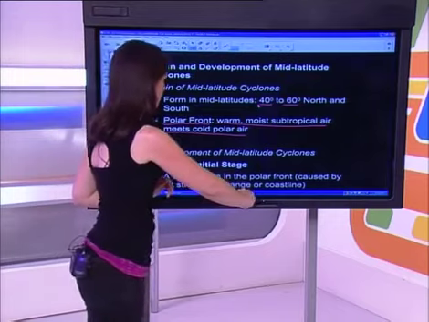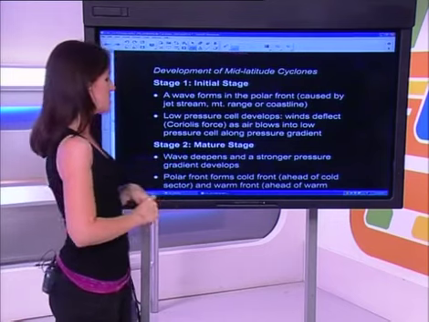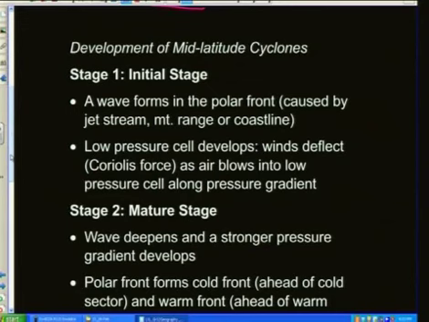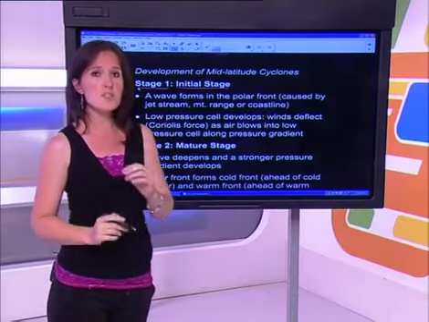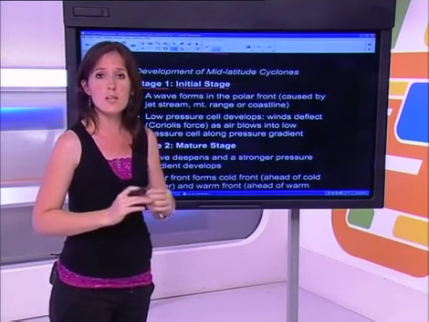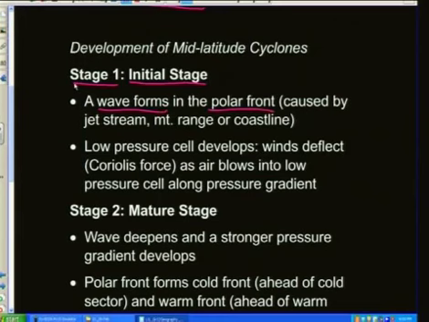Moving on, if we have a look at their development, from the initial stages as we progress through to the degeneration stage, it's quite important that you know the names of each of the individual stages. Stage 1 is called the initial stage, the formative stage, in other words. The first thing that needs to happen in order for a mid-latitude cyclone to come about is that a wave in the polar front forms. How does that wave form? It could be for a number of reasons. Sometimes there's a disturbance in our jet streams. It could be because of a mountain range or even a coastline.